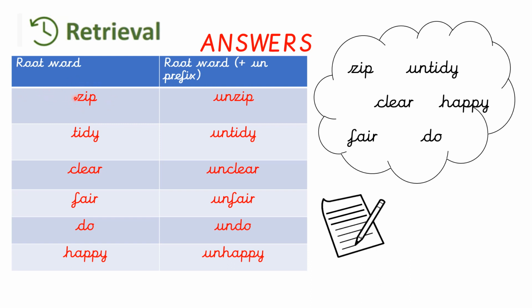We had zip as our root word, our original word, and then we added the prefix un to make unzip. Then you should have also got tidy, untidy, clear, unclear, fair, unfair, do, undo, happy, unhappy. Well done if you got those correct.